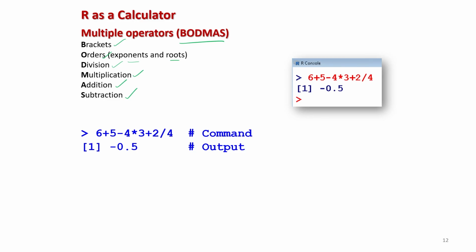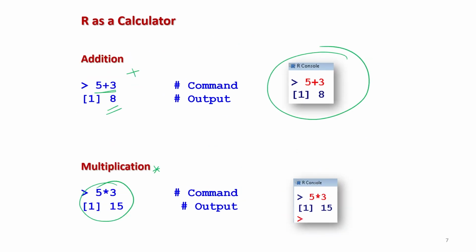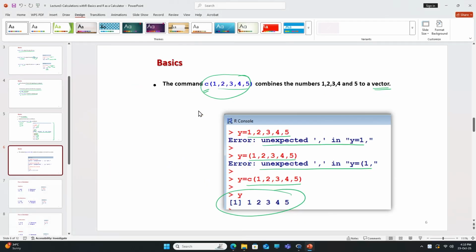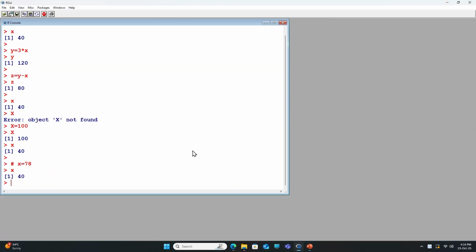So suppose I try to write this expression as 6 plus 5 minus 4 into 3 plus 2 divided by 4, then this operation will be followed using the BODMAS rule, right? So let me try to show you these things over the R console so that you become more confident. So you can see here, let me clear the screen by pressing Ctrl L.